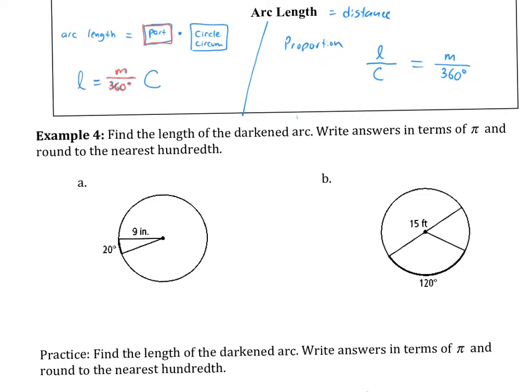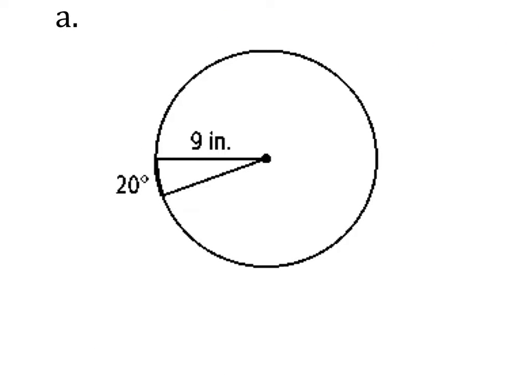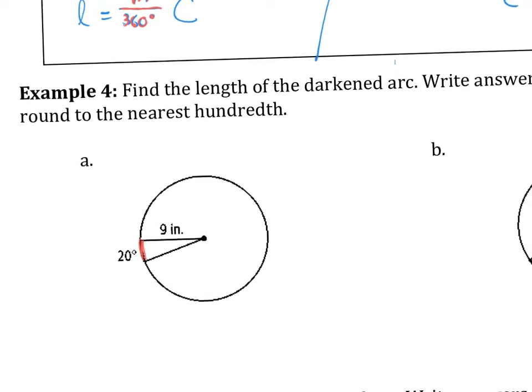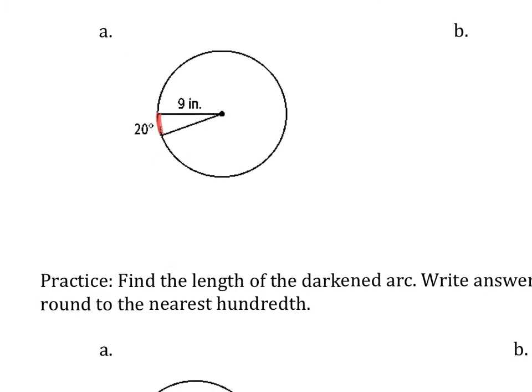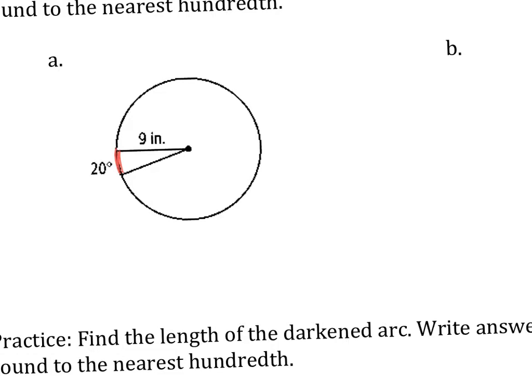We're going to find the length of the darkened arc, and in this one it's a little bit harder to see, so just go ahead and make sure that the 20 right there is the darkened part, 20 degrees. Okay, we're going to write the answer in terms of pi, and we're going to round to the nearest hundredth as we did before. So remember that this right here, the degrees, is the measure.